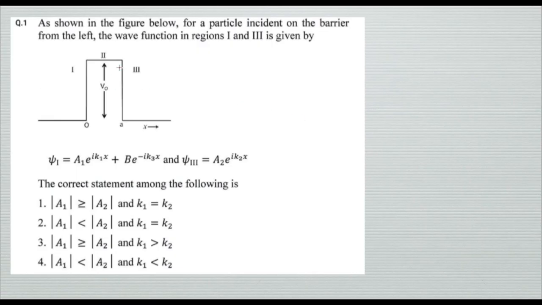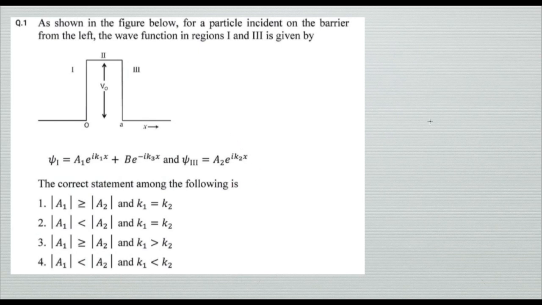Alright, so let's talk about this last question in this video. It says that as shown in the figure below, for a particle incident on the barrier from the left, the wave function in region 1 and region 3 is given by. In region 1 it is given, and in region 3 it is given. And they are asking, the correct statement among the following is. So now let's try to understand this.